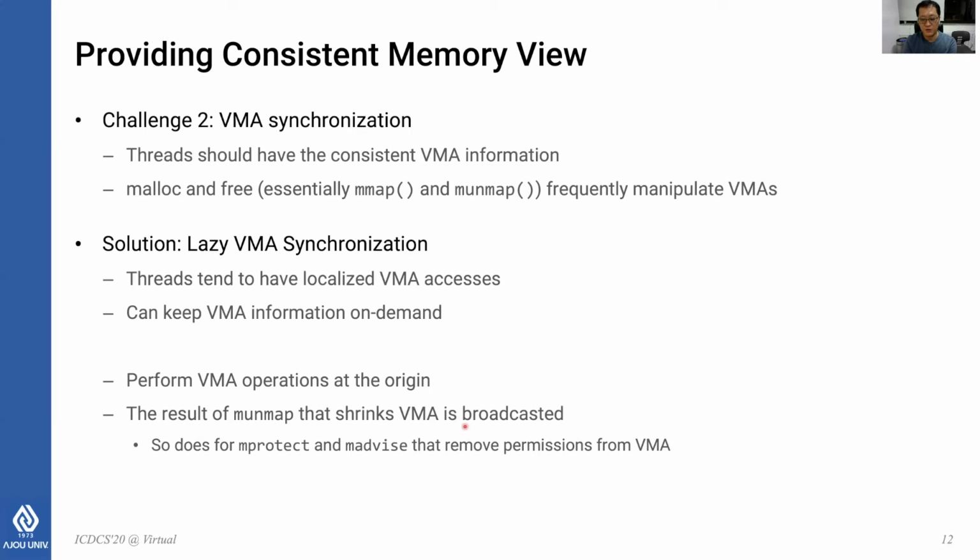So all VMA operations are forwarded to the origin and performed there. For the VMA operations that expand the VMA range or give more permission to VMA, the result is only returned to the node that initiated the VMA operation. Other nodes can get the updated VMA only when they access the updated VMA. However, for the operation that shrinks the VMA or removes some permission, the result will be broadcasted to all nodes to prevent illegal access to the unmapped VMA.